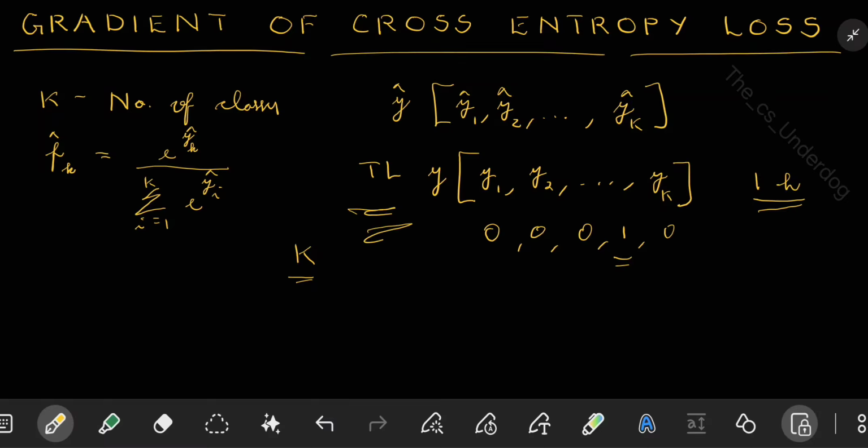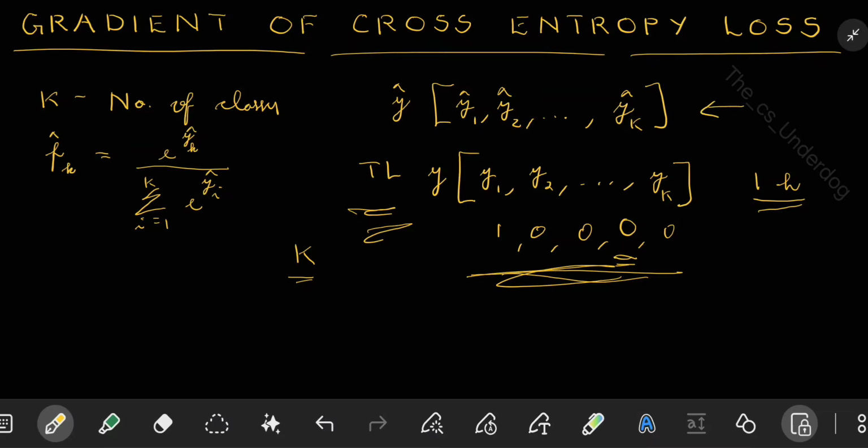The true label will be represented using a one hot vector. In the one hot vector, whichever value is 1, that is the class which is the true class. Let us say this is 1. That means the first class is the true class for this particular example. That is what it means.